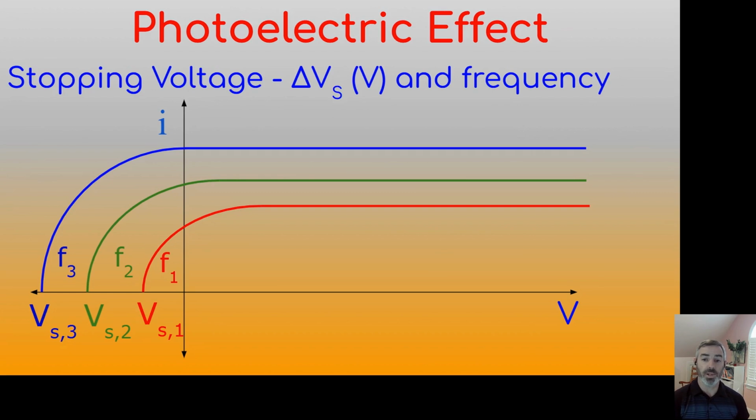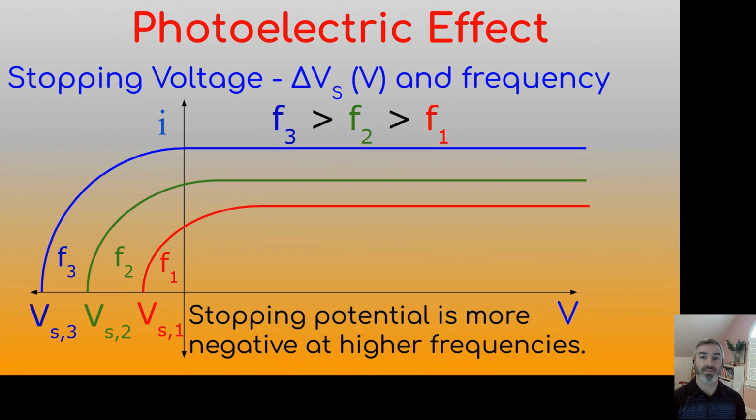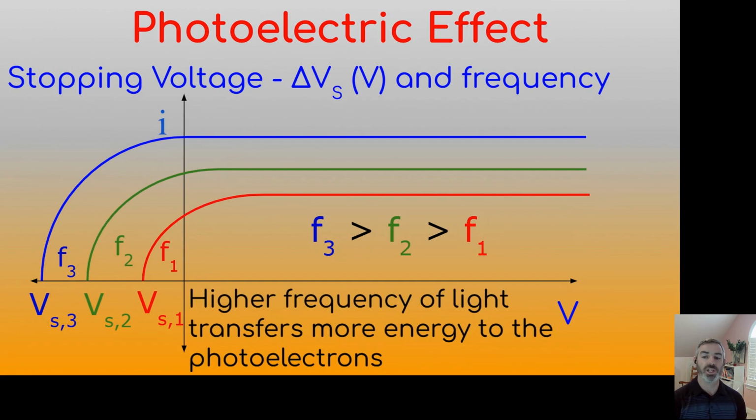So the stopping voltage being greater at higher frequencies means that if the light has a larger frequency, the photoelectrons are going to have a larger value of energy going from the emitter plate to the collector plate. So the photoelectron's energy is dependent upon the frequency. The larger the frequency, the larger the photoelectron's energy value is. The stopping potential is more negative at higher frequencies. Higher frequency light transfers more energy to those photoelectrons, causing them to have a larger kinetic energy, meaning they're going to move quicker across the gap between the plates.